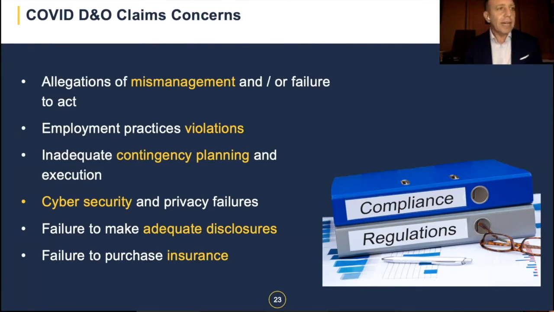We haven't seen any claims coming directly out of the pandemic. There are no COVID exclusions on D&O policies, or certainly not at SHA. So these are the kind of things you could expect, where there have been retrenchments, so employment practices violations, where there's been allegations of mismanagement or failure to act in the crisis, where there wasn't proper contingency planning in place.